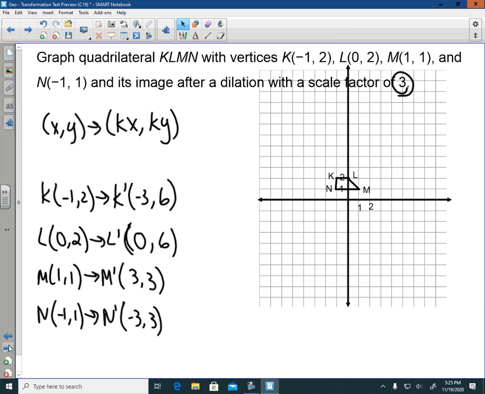And now we graph the new points. So we have negative 3, negative 1, 2, 3, positive 1, 2, 3, 4, 5, 6. This is K prime. We have 0, positive 1, 2, 3, 4, 5, 6 for L prime. We have 3, 3 for M prime. And then N prime is at negative 3, 3. And you can see that that has gotten 3 times bigger. That's how you dilate stuff, using the rule.